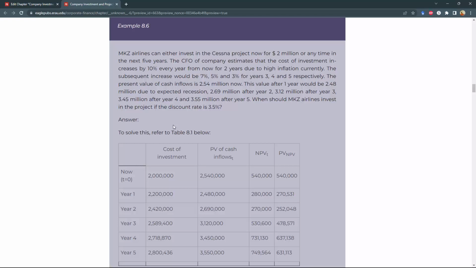The present value of cash inflows is $2.454 million now. This value after year 1 would be $2.48 million due to expected recession, $2.69 million after year 2, $3.12 million after year 3, $3.45 million after year 4, and $3.55 million after year 5. When should MKZ Airlines invest in the project if the discount rate is 3.5%?